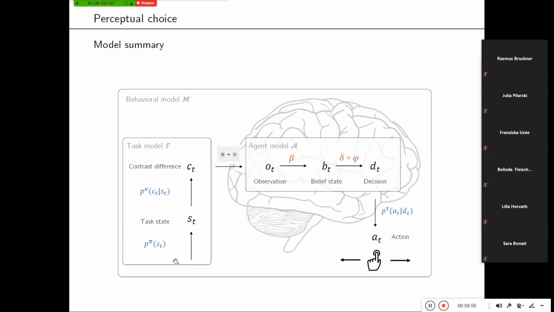The task has a task state. This is generated on each trial and generates the contrast. This contrast is shown to the participant and drives the distribution of the agent observation, which is turned, in terms of the belief state function, into a belief state. The belief state is then passed through first the valence function and then the decision function to come up with a decision. And the decision is then recorded by us under the addition of action noise.